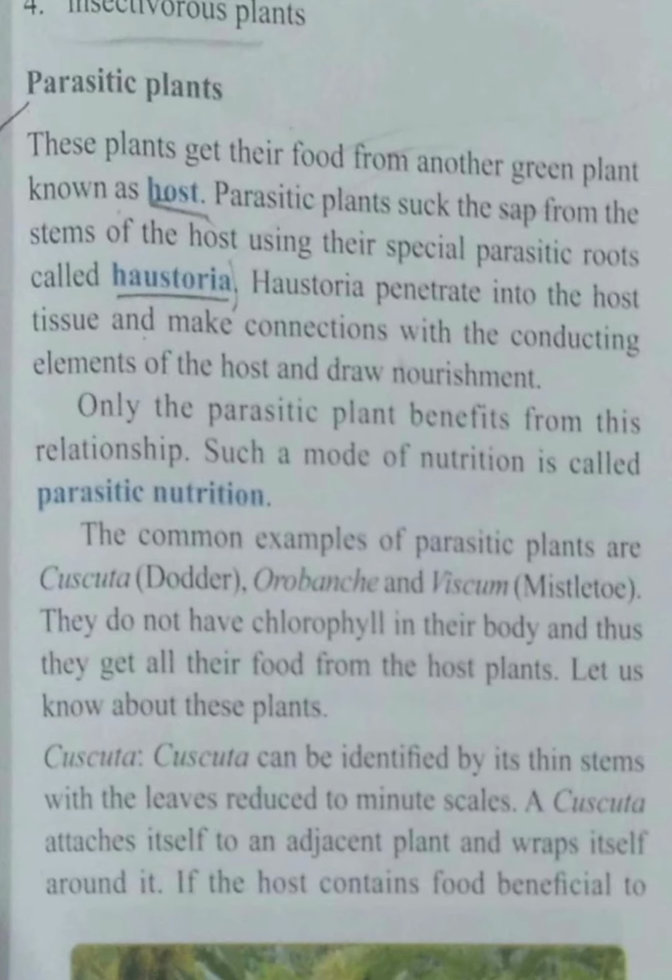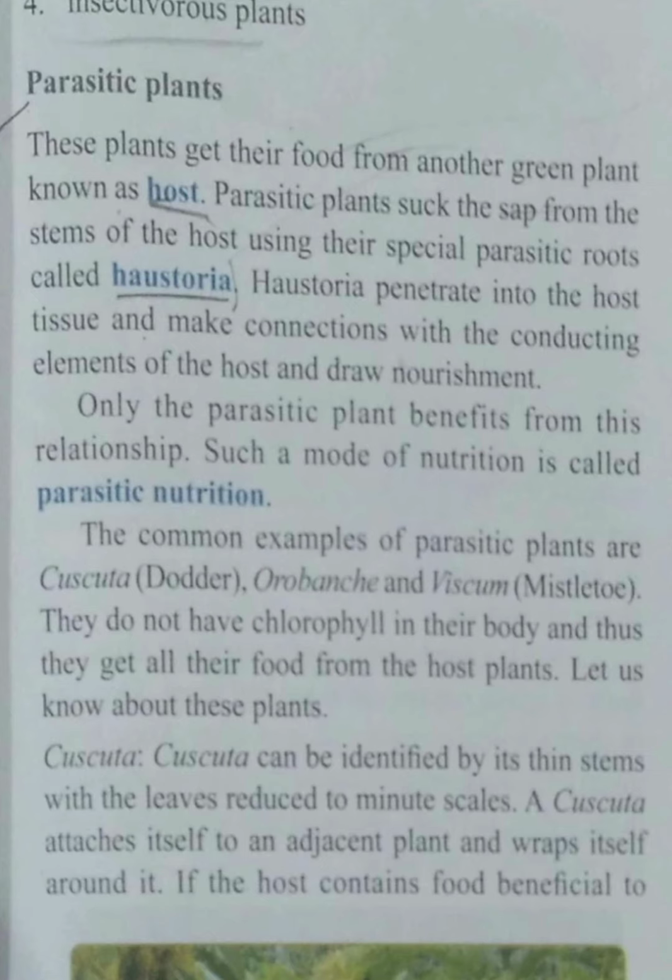These plants get their food from other green plants, known as the host. Parasitic plants suck the sap from the stem of the host using their special parasitic roots called haustoria. Haustoria penetrate into the host tissue and make connections with the conducting elements of the host and draw nourishment. Only the parasitic plant benefits from this relationship.